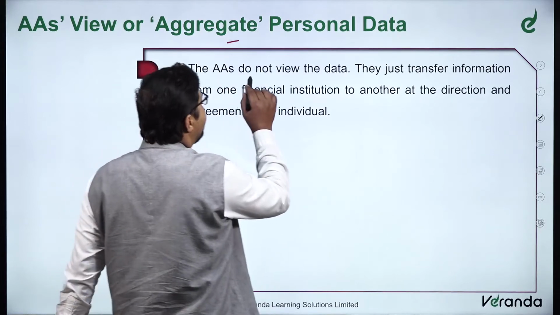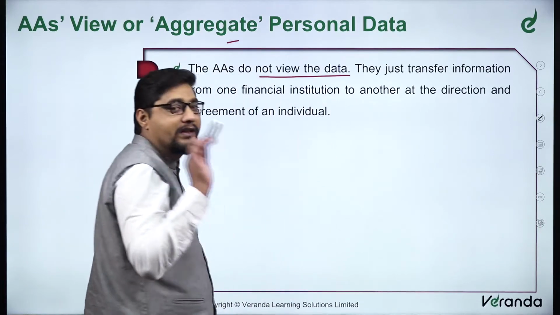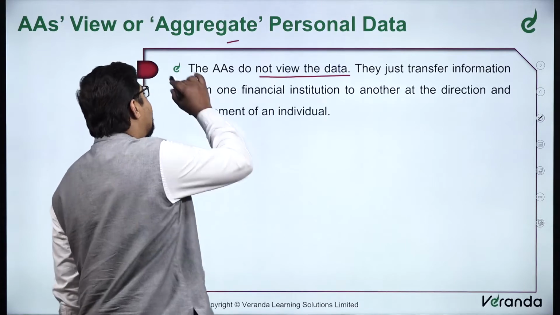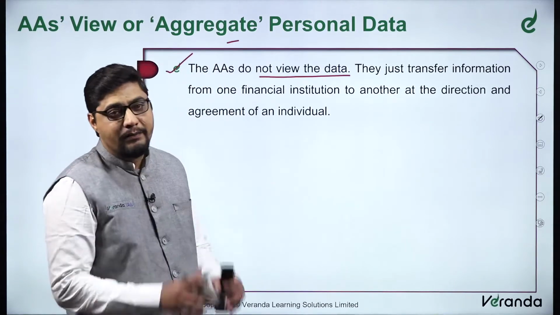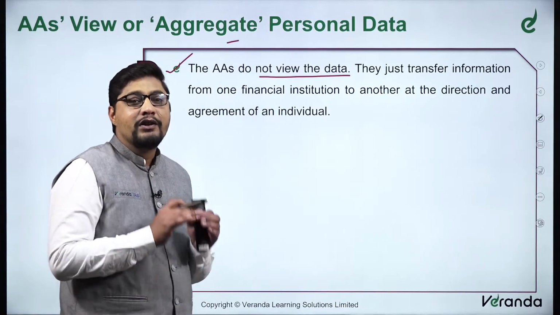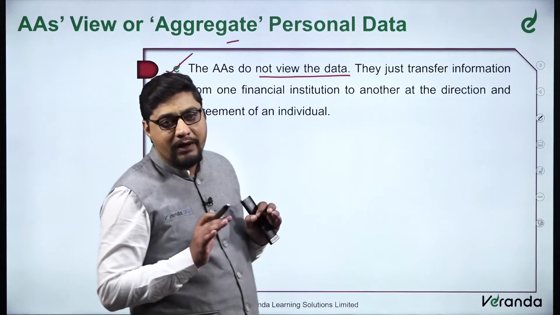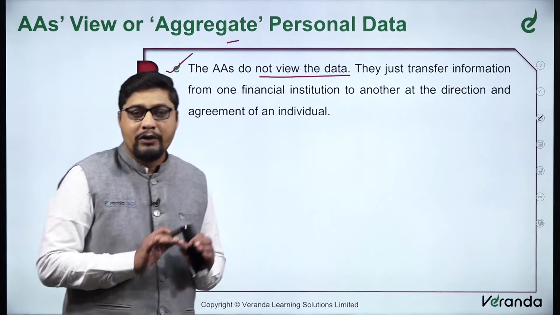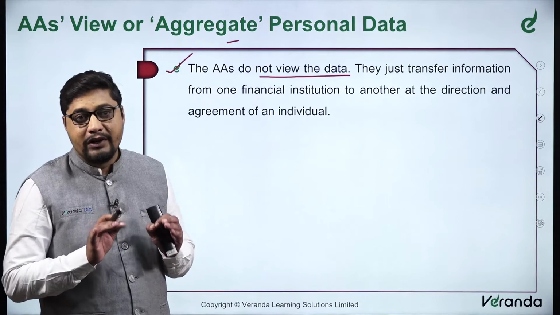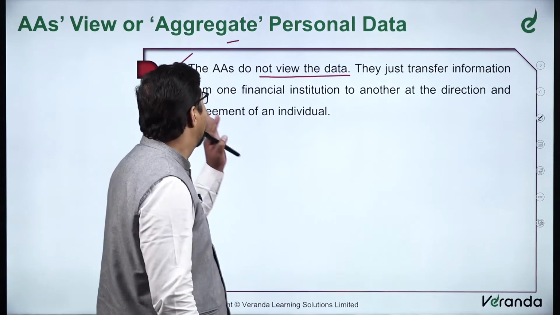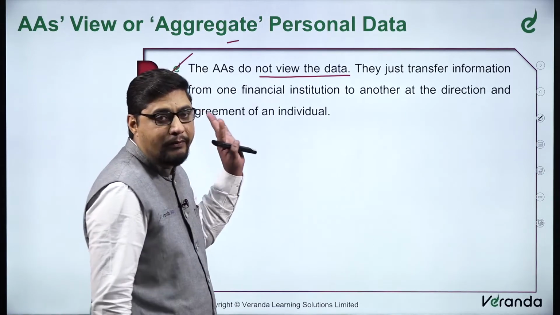The account aggregators do not view the data. That's the first thing. They will not see your data. They are just an intermediary in between. They are just like a courier guy who is delivering the envelope. A courier guy will never open the courier to see what is inside it. In the same way, account aggregators also do not view your data.